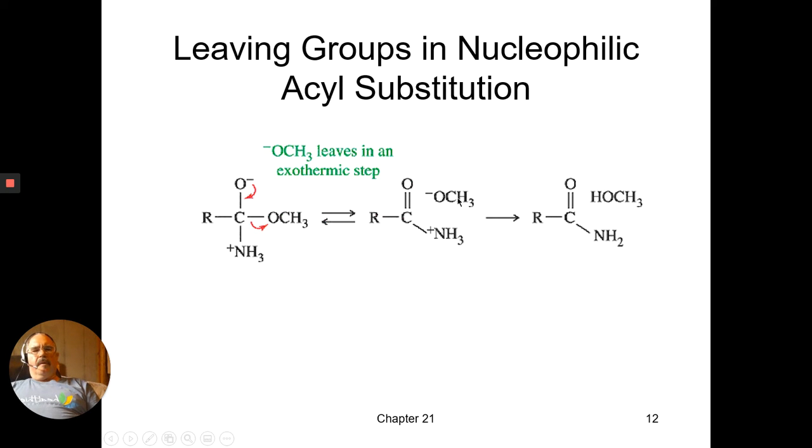Okay, although methoxide is not a good leaving group, this occurs because elimination of methoxide in this case and formation of the carbonyl turns out to be exothermic.